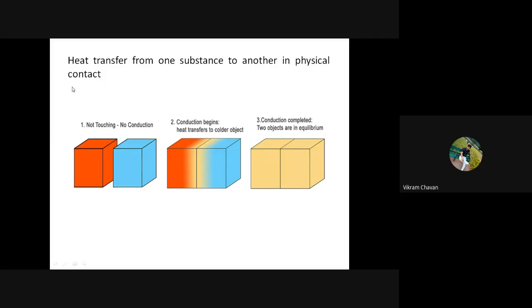So two substances in physical contact and exchanging heat is also called conduction heat transfer. Getting everyone? Did everyone understand what the definition of conduction is?